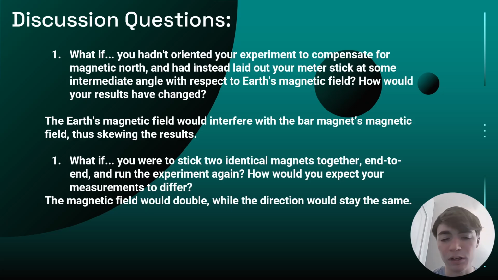Second, what if you were to stick 2 identical magnets together, end to end, and run the experiment again? How would you expect your measurements to differ? The magnetic field would double while the direction would stay the same, due to the fact that they're still in line but now have twice the magnitude, or twice the magnetic field.